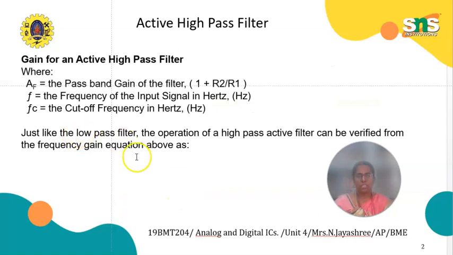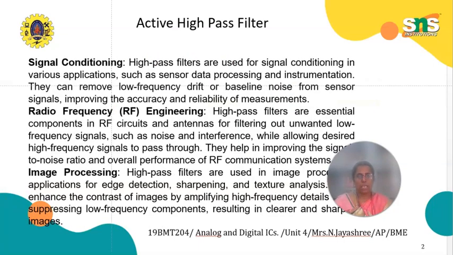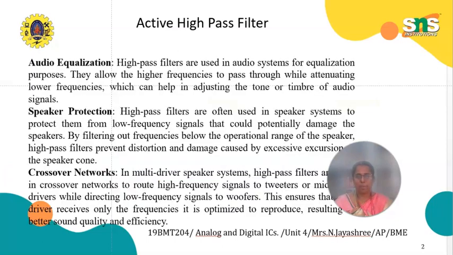So this is the gain of the high pass filter. AF is the pass band gain of the filter, F is the frequency of the input signal in hertz, and FC is the cutoff frequency in hertz. Let us see the applications of the high pass filter: audio equalization, speaker protection, crossover networks, signal conditioning, radio frequency engineering, and image processing. These are the various applications of the high pass filter.